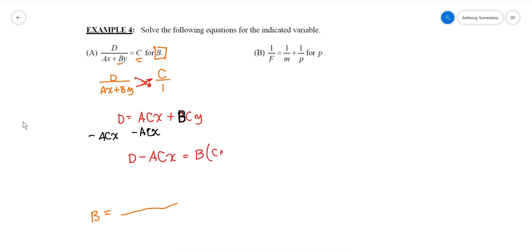times cy. And I'm writing it this way only because I want to emphasize the fact that that cy, in total, is being multiplied to b. And that lets me know what I need to do to get b alone. I need to divide both sides by cy. And what that's going to give me now, because these would cancel, is that b is going to equal d minus acx over cy. And that's the expression I want to get.